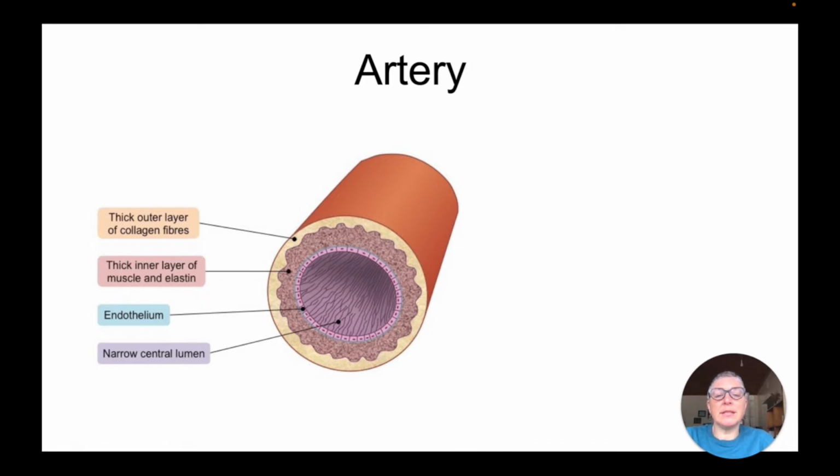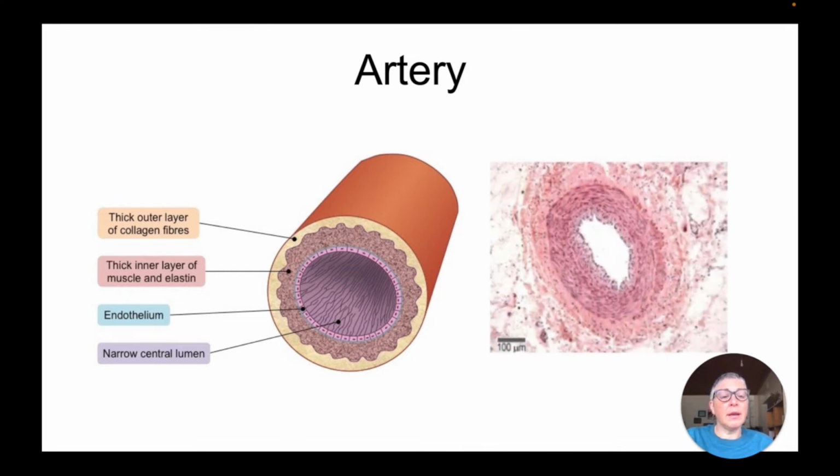Then there is a single layer of cells, which are called endothelium cells. It just means an inside layer of cells, and as you can see, it's one layer thick. And then there is a narrow central lumen. The lumen merely is just the passageway, the hole, if you will, for the blood to pass through. This is quite small comparatively to the size of the tube itself.